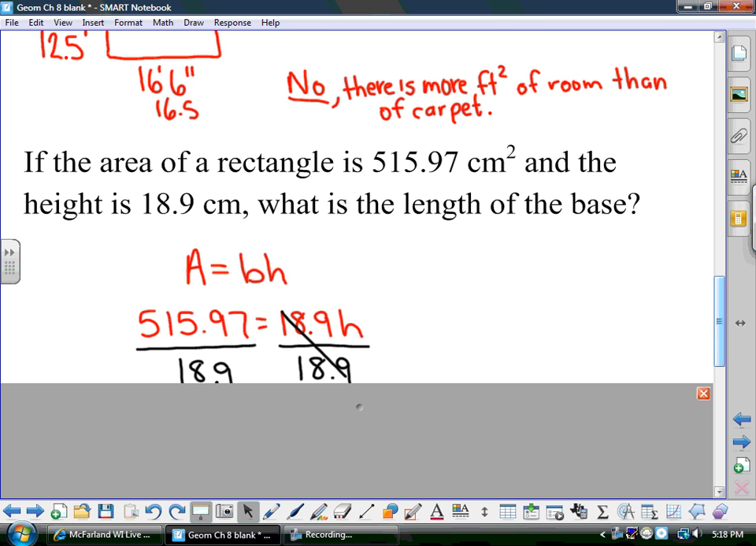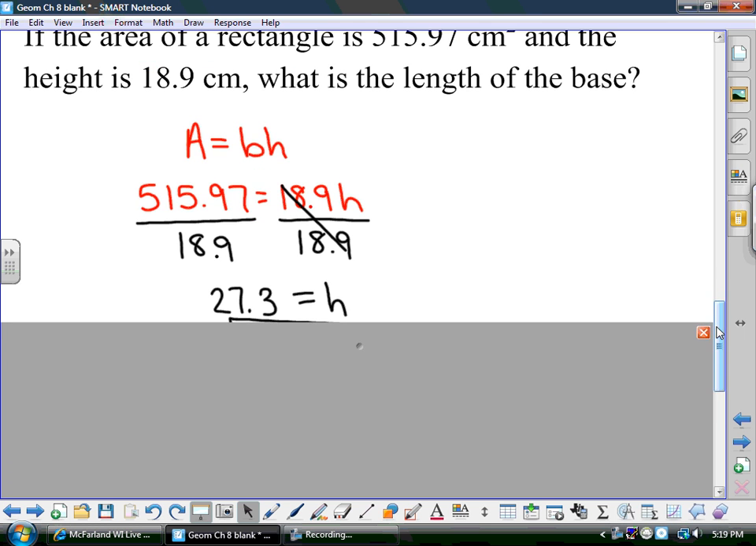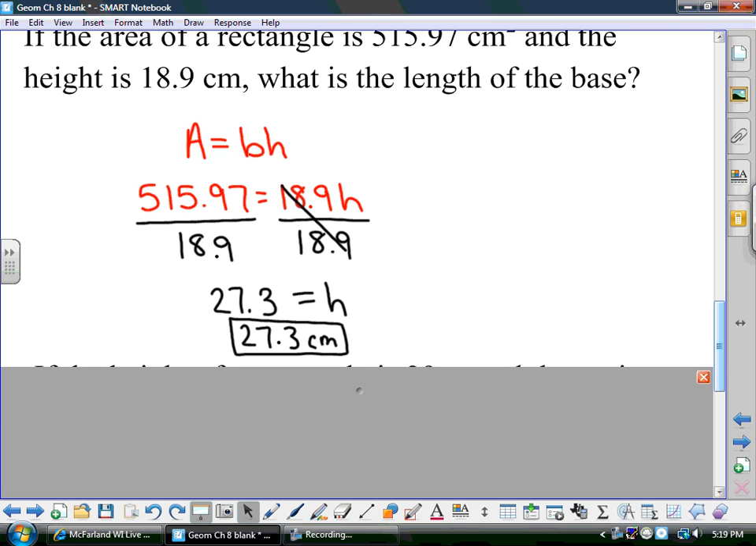The next one is another example where you should write the formula first, area equals base times height, then plug in the numbers that you know for area and for base, and divide both sides by 18.9 to get a height of 27.3 centimeters. Again, the answer is just a height, so you're going to label it centimeters, not centimeters squared.